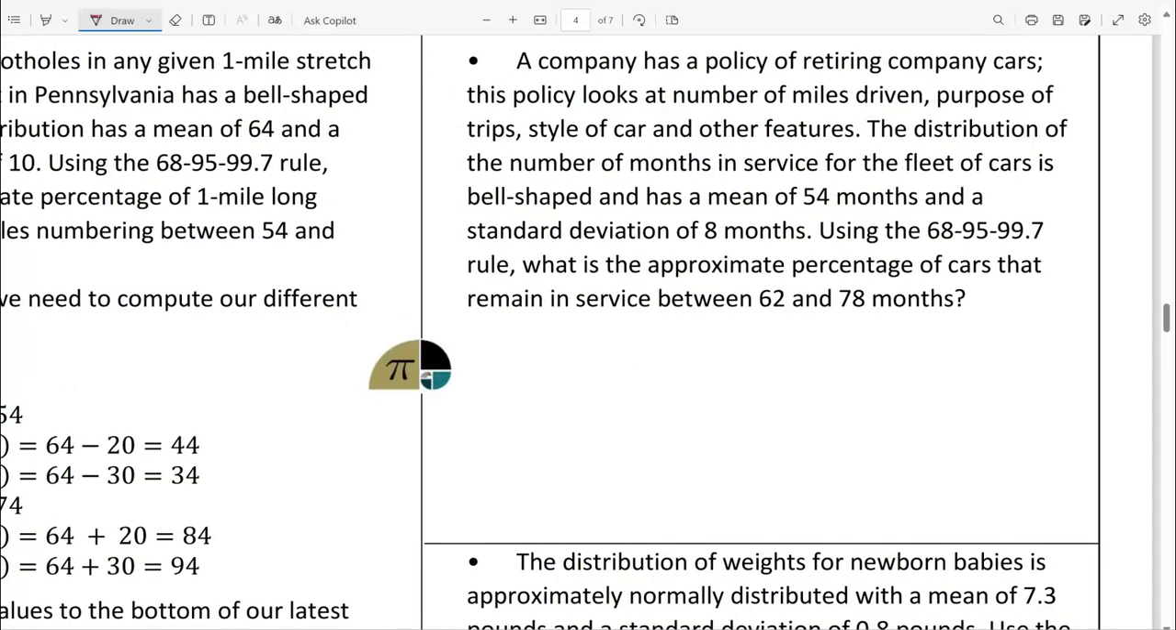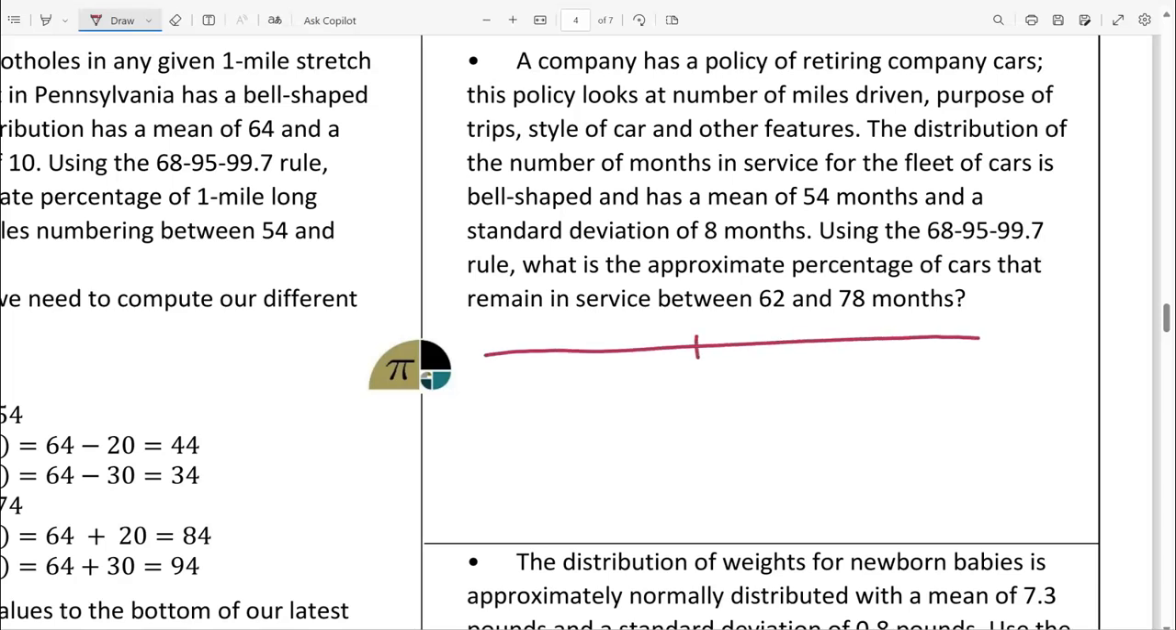A company has a policy of retiring company cars. This policy looks at the number of miles driven, purpose of trip, style of car, and other features. The distribution of the number of months in service for the fleet of cars is bell-shaped and has a mean of 54 months and a standard deviation of 8 months. Using the 68, 95, 99.7 rule, what is the approximate percentage of cars that remain in service between 62 and 78 months? Okay, so we need to figure out how many standard deviations away 62 and 78 months are.